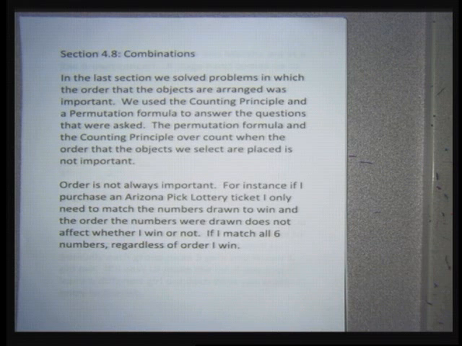6 sections left for the semester, and these sections are probably the most unlike any of the sections in Chapter 4. Even the last section was more similar to the first 6 sections than the rest of them. The title of this section is Combinations, and a combination essentially is a problem where you're selecting a group of items from a set, and the order that you select the items in is not important.